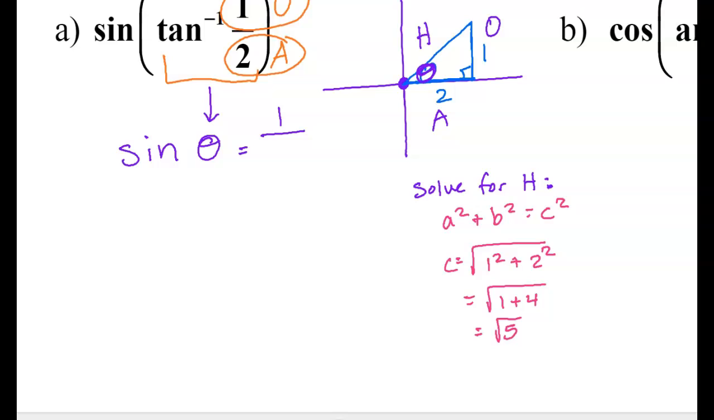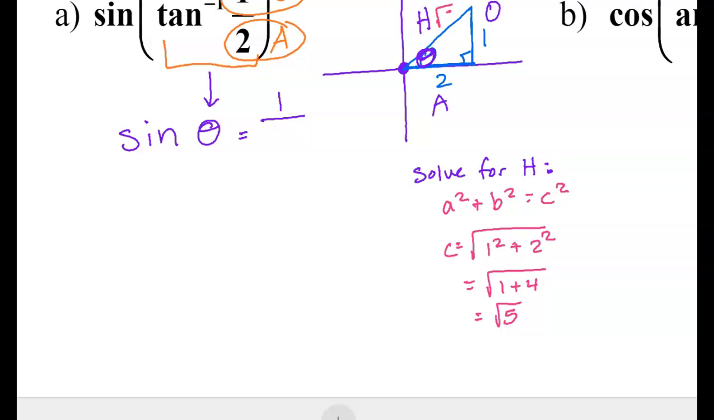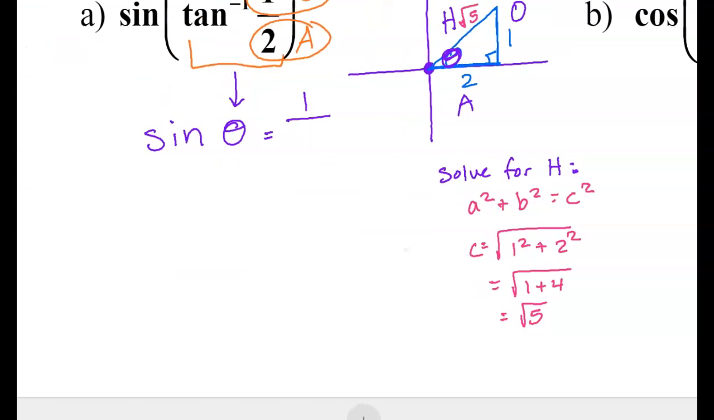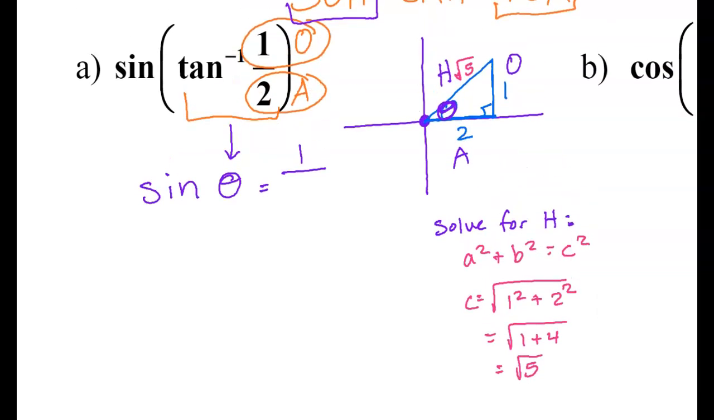Can the square root of 5 be simplified at all? No. So this is our hypotenuse, and that's what I put as my denominator. O over H is what sine is: 1 over the square root of 5.